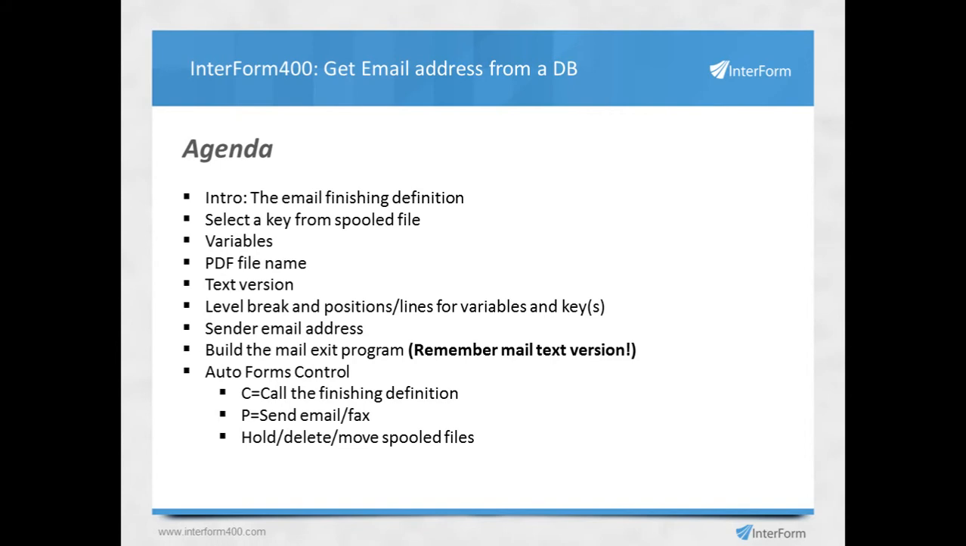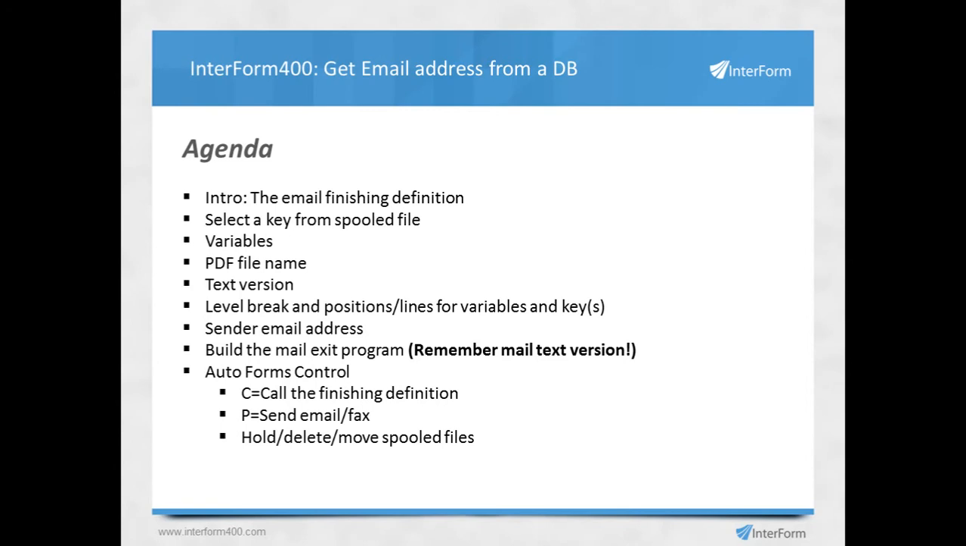For the outgoing email we need a key to look up in a database. We need perhaps some variables from the spool file to introduce a more dynamic text or PDF file name. You can have different text versions to present the email in different languages depending on the customer's language. The original spool file can be broken up into several emails, and we're doing that by selecting a specific area in the spool file. When that changes, we'll create new emails.